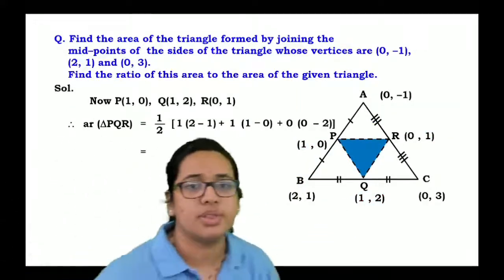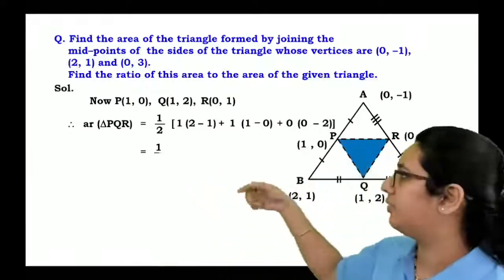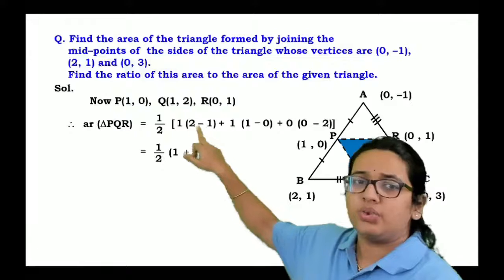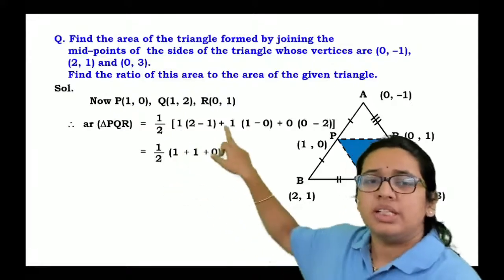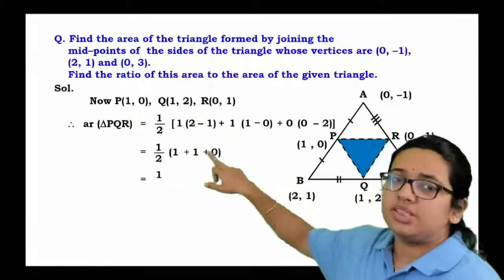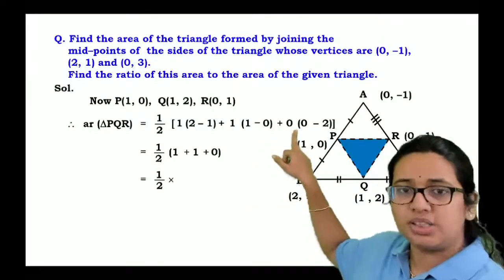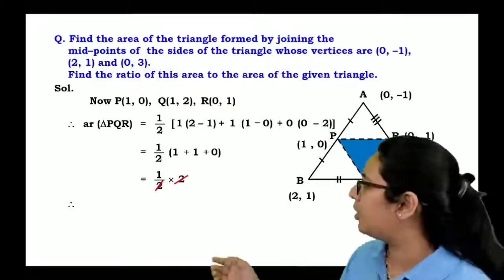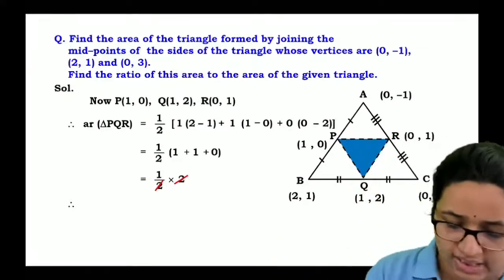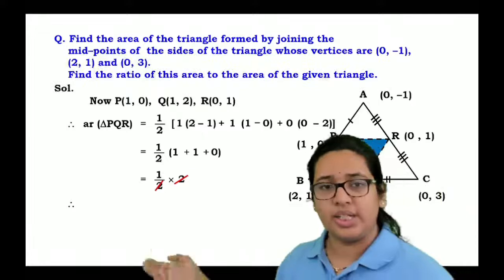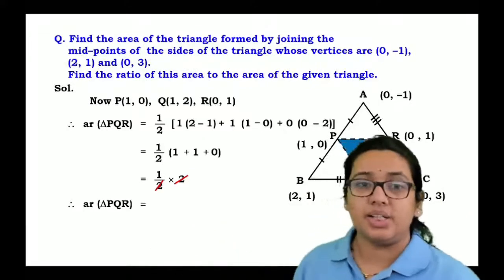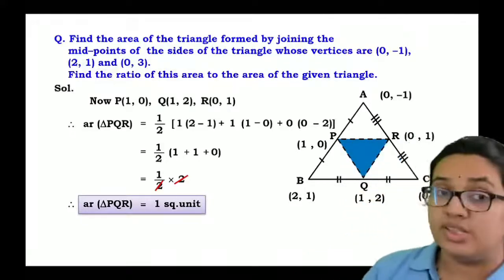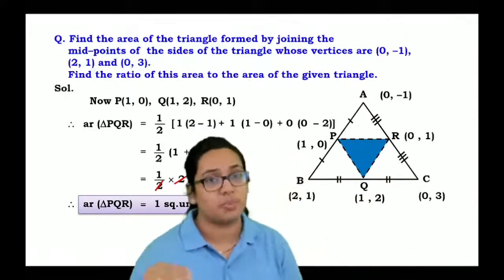So we just have to simplify it, so we'll get the answer for the area of triangle PQR. 2 minus 1 is nothing but 1. 1 into 1 will give us the answer 1. Then 1 into 1 minus 0, which is nothing but 1. And 0 minus 2 is nothing but 0. Hence, the answer will be 1 upon 2 times 2. So 2 will get cancelled, and we will get the area of triangle PQR equal to 1 square unit. Right? So we are done up to the first part.